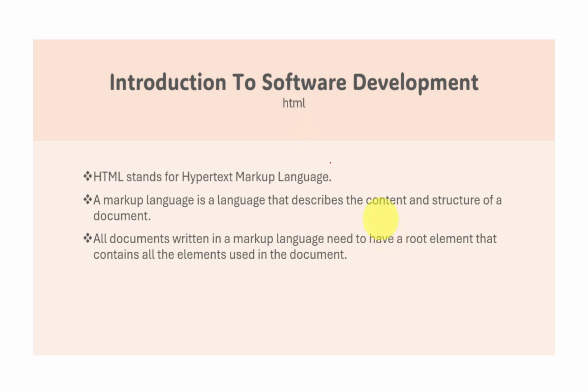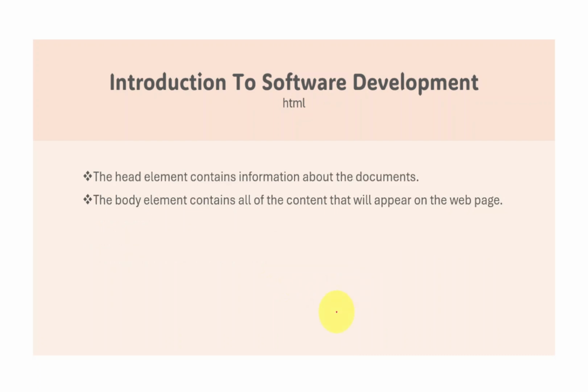We come here. Now, the HTML. HTML stands for Hypertext Markup Language. A markup language is a language that describes the context and the structure of a document. All documents written in a markup language need to have a root element that contains all the elements used in the document. Okay. When we do the demo, you're going to understand HTML. We have an open tag, a closing tag, we have a head, we have a body.